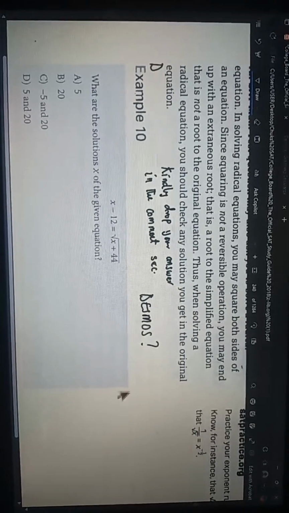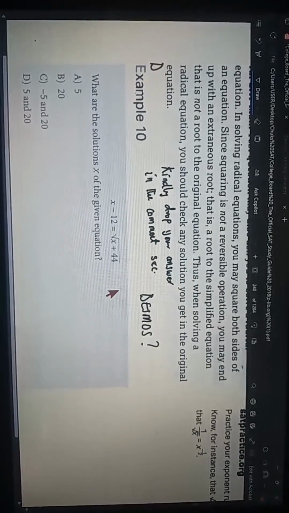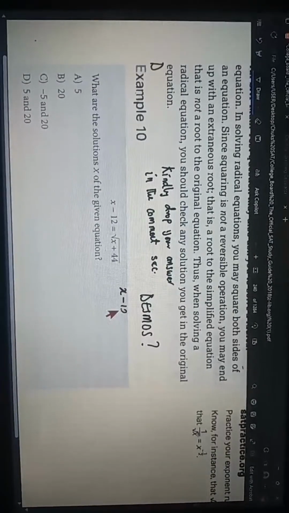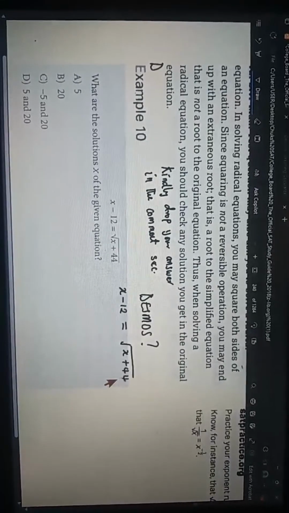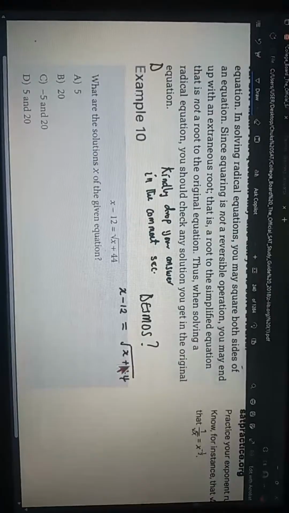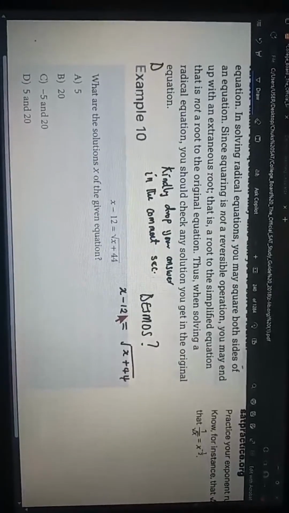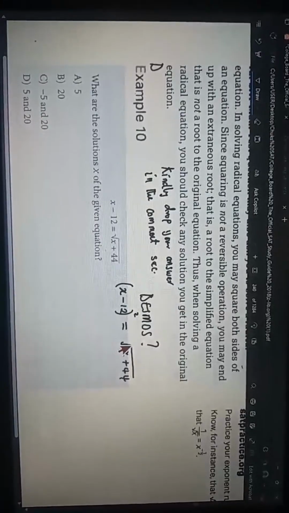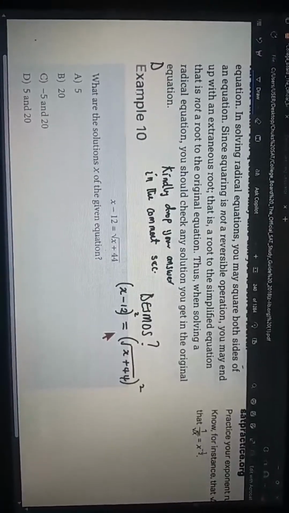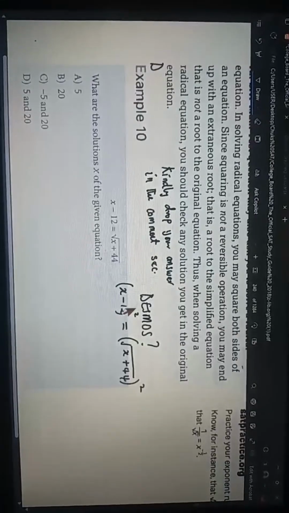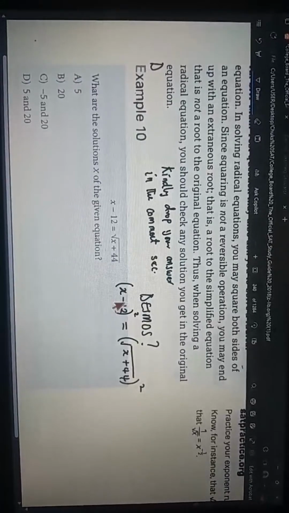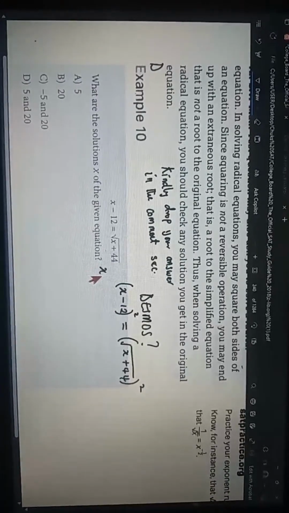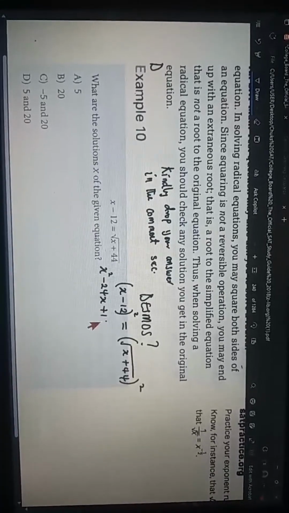Just like Muhammad said, he squared both sides. So we're going to square both sides here. So we have x minus 12 equal to the square root of x plus 44. Now, why are we squaring both sides? Just to get rid of this square root. We want to get rid of this square root, so we have to square both sides. So if I square here, I also square this side, right? Perfect. So if you expand this expression, foiling it, or however you know how to expand, you're going to get x squared minus 24x plus 144.